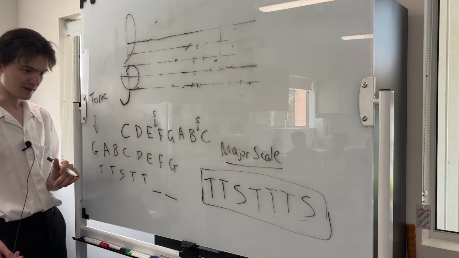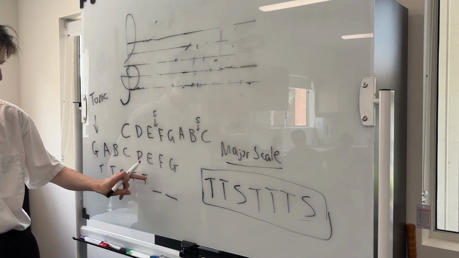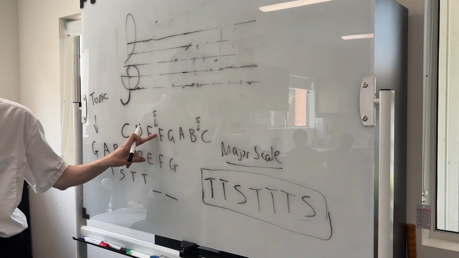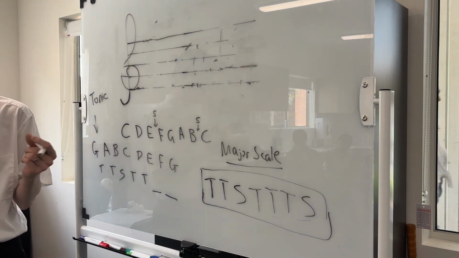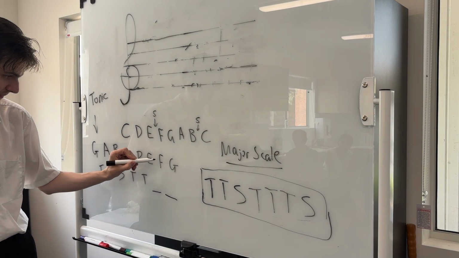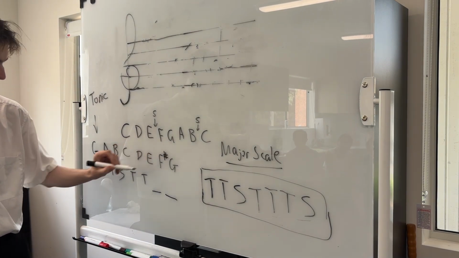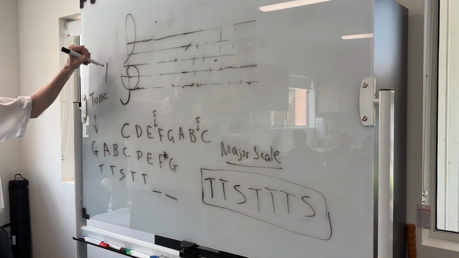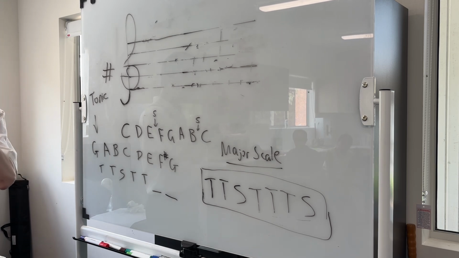So what we do is we adhere to the formula. So E to F was a semitone. We need to turn it into a tone. We need to raise it by 1. This means introducing a black note. So this one here, F needs to be raised to F sharp. The sharp symbol looks like that, right? Looks like a hash. Means you're raising it by 1 semitone.